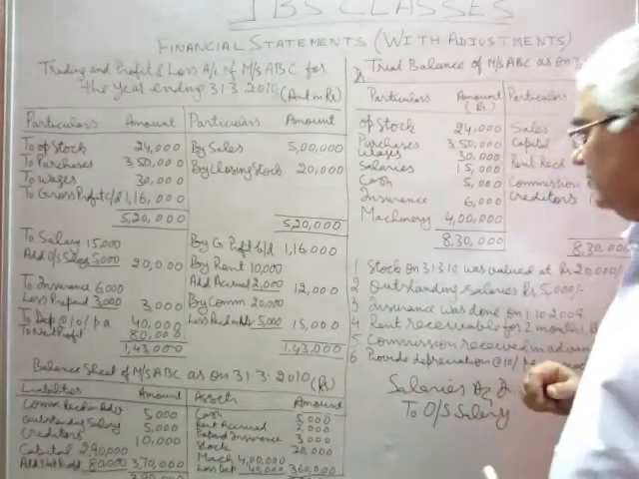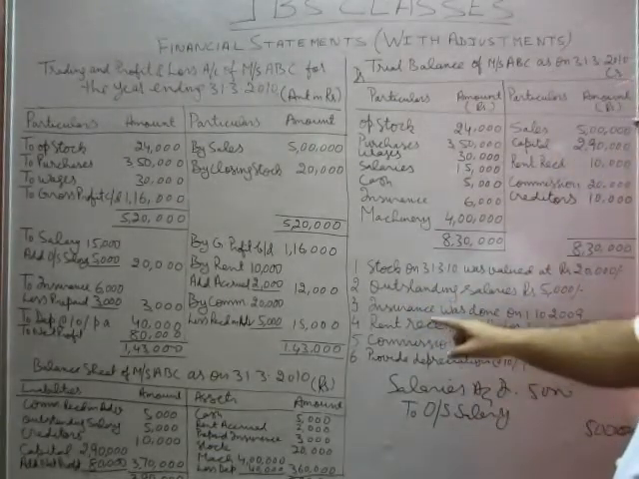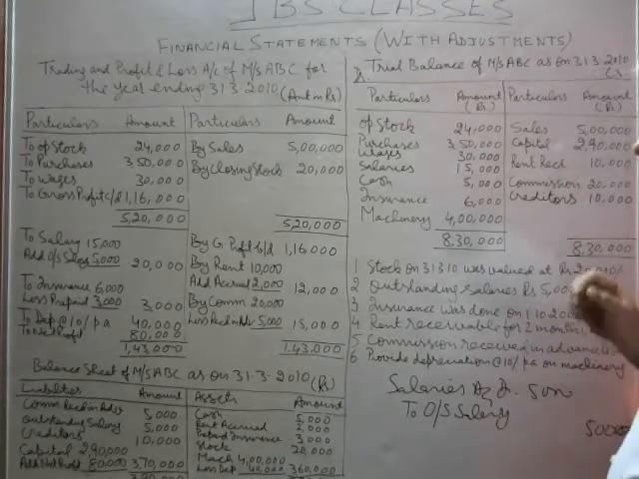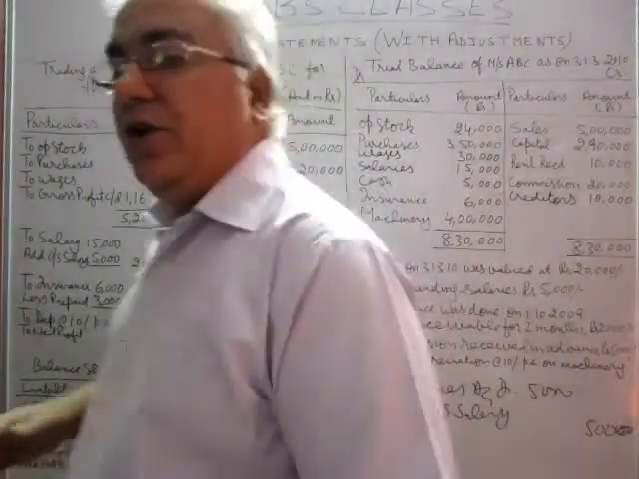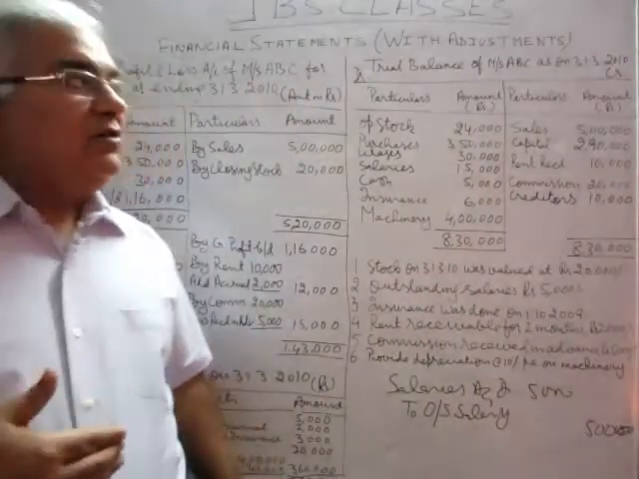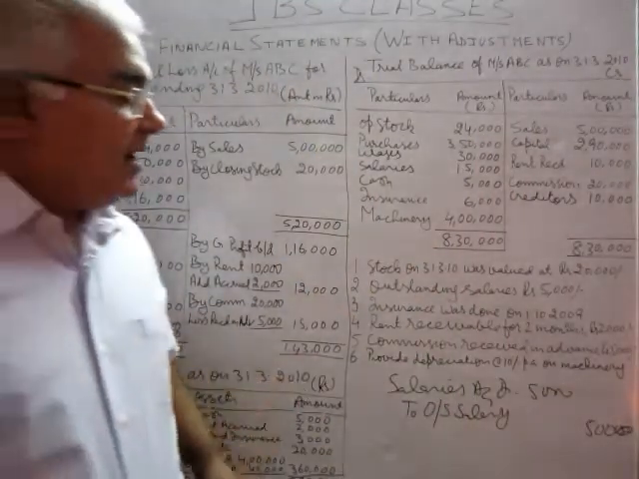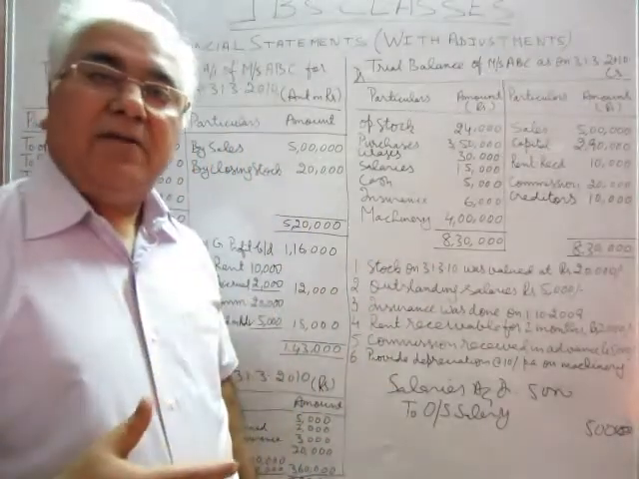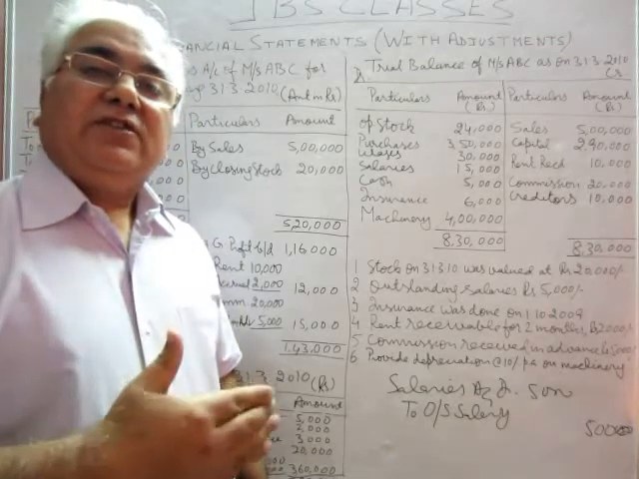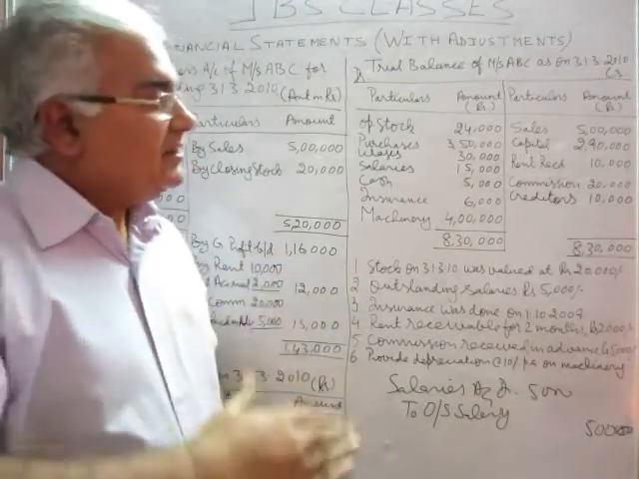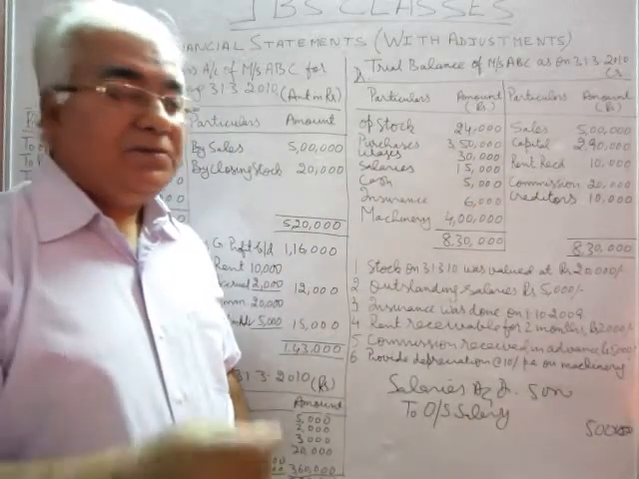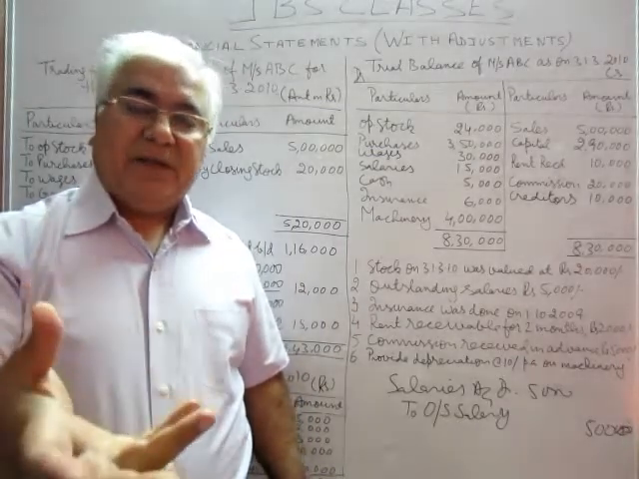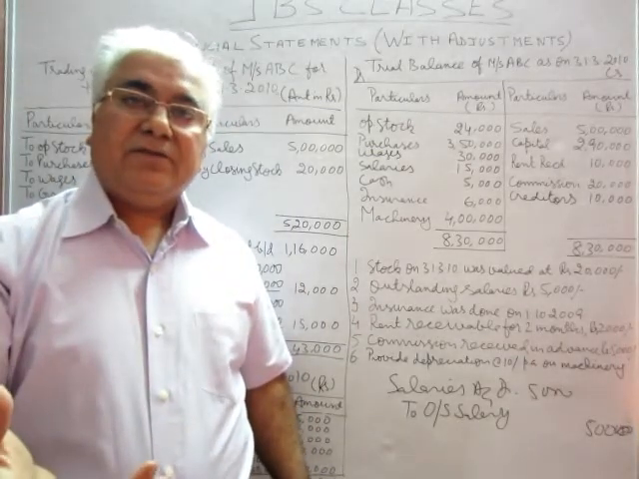Okay. Now, what is our third adjustment? Insurance was done on 1/10/2009. Actually, this firm's accounting period starts from 1st April to 31st March. So if you buy an insurance on 1/10/2009, that means whatever you have paid as insurance belongs 6 months to this accounting period and 6 months to the next accounting period. So what belongs to the next period is basically prepaid expense. It's an asset for you.